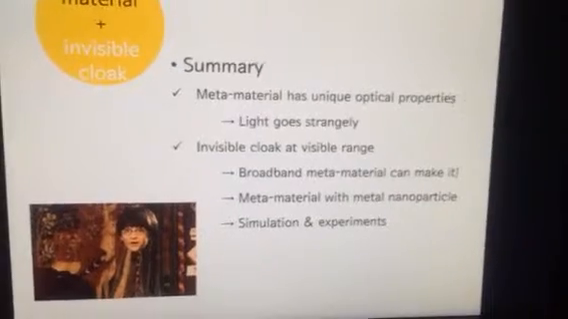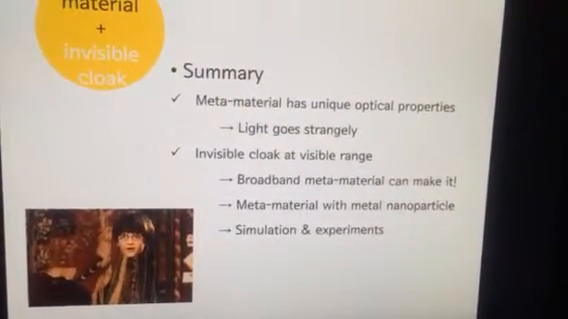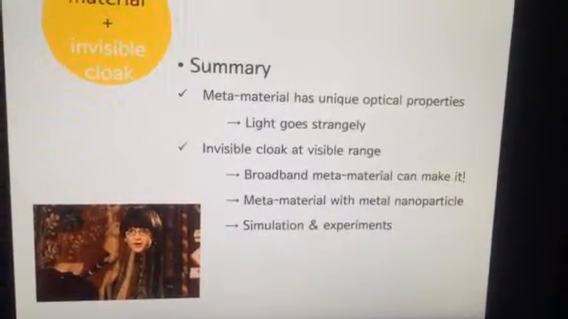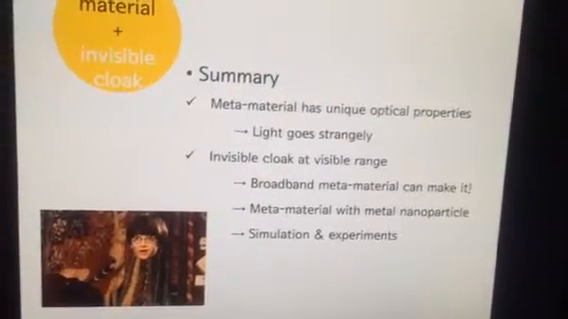In summary, metamaterial has unique optical properties, and it makes light go strangely. An invisible cloak at the visible range can be achieved using metamaterial.